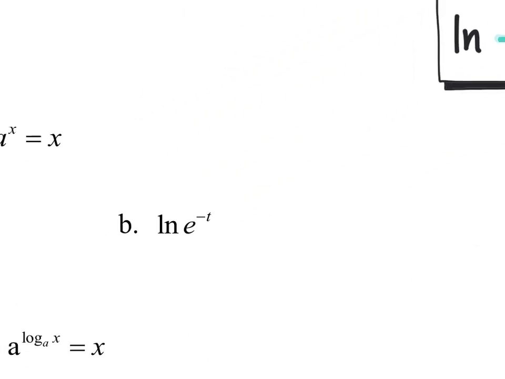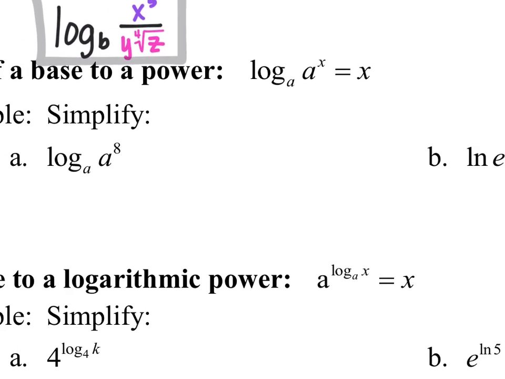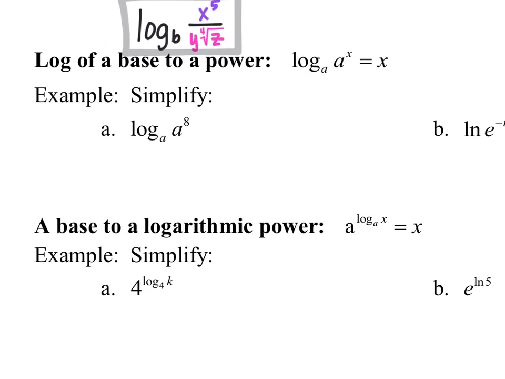Next up, we have some different properties to learn about. So we have the log of a base to a power, and if we have log base a of a to the power of x, that is going to simplify to x. So if the base of the log and the base of the argument match, it's going to simplify to the exponent of the argument. So log base a of a to the 8th power simplifies to 8.